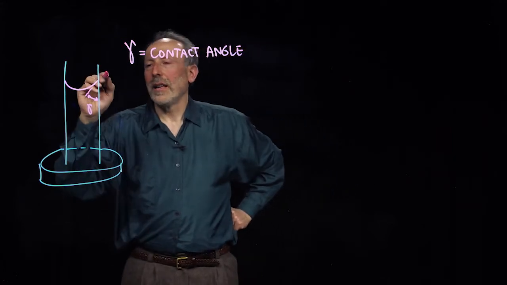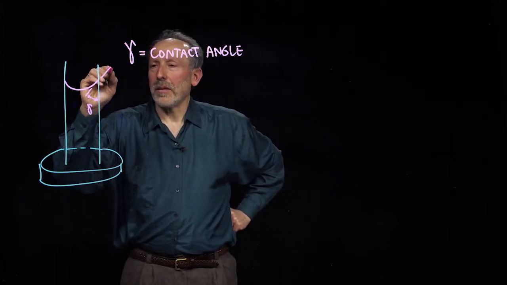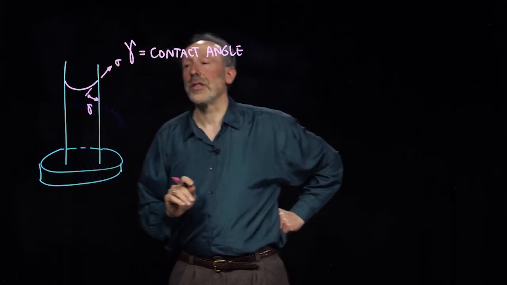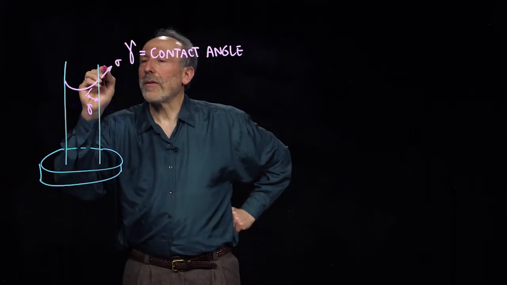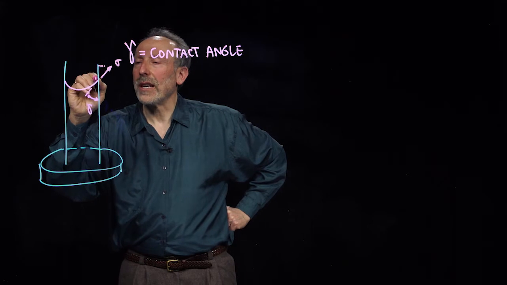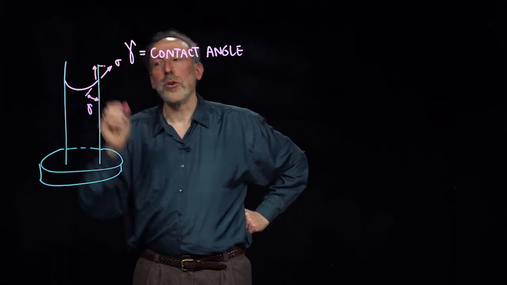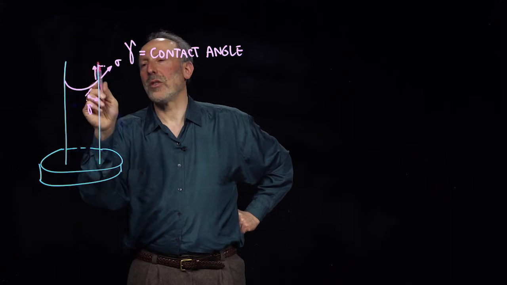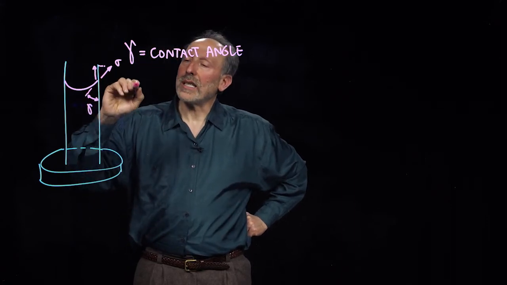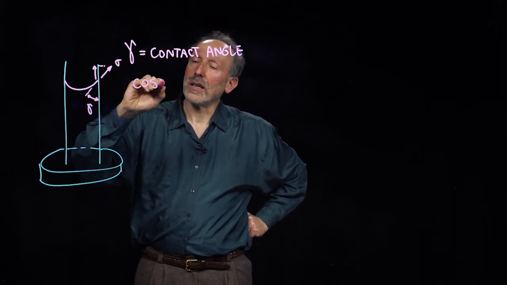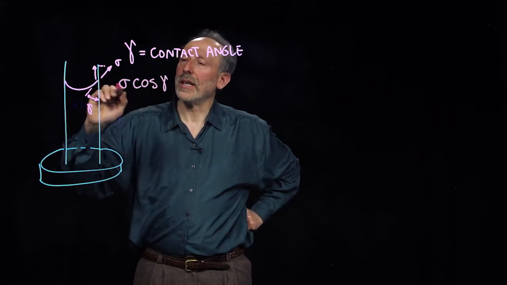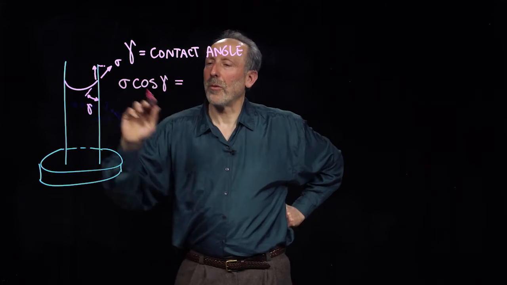And while the surface tension of water against air is still the same, only a fraction of that surface tension is now contributing to the upward motion. And if we look at this, gamma is the angle, that's the hypotenuse, this is the adjacent. So what we see is that the cosine of gamma times the surface tension is equal to the upward force.